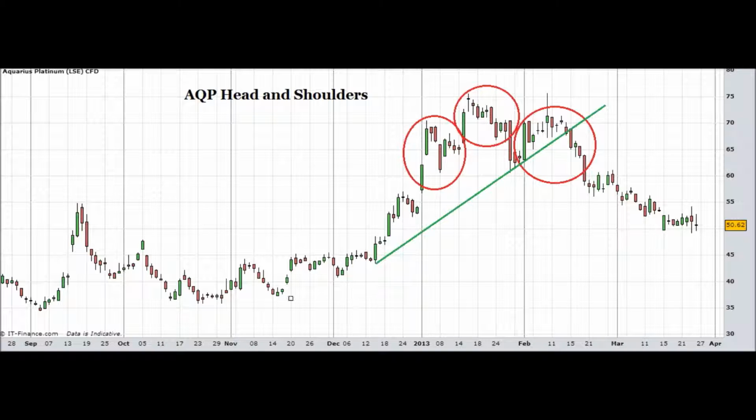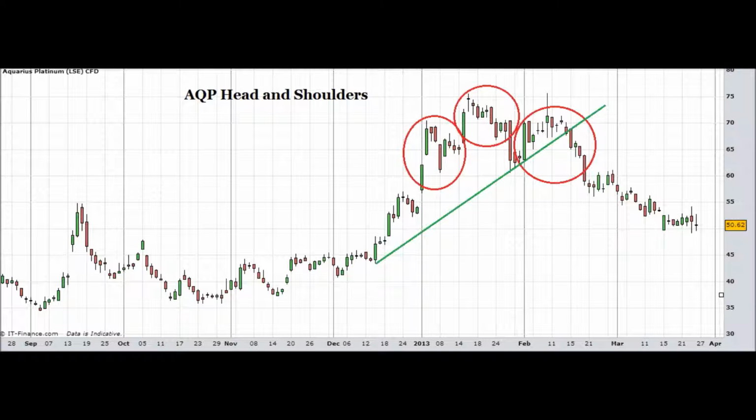So this is the chart for Aquarius Platinum. It's a platinum mining company. We've identified a head and shoulders pattern. We had a series of higher highs, etc. And then it put in, this is a small version of a head and shoulders, but do you see what happened? We failed to make a higher high. We made a lower high, and then the market broke down.